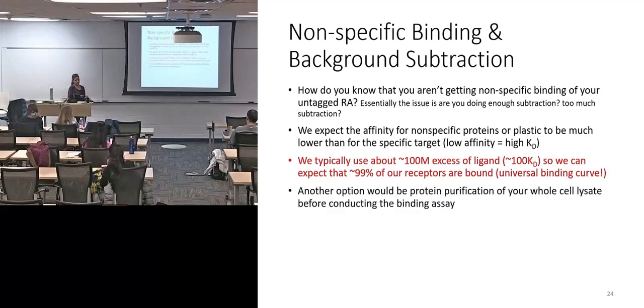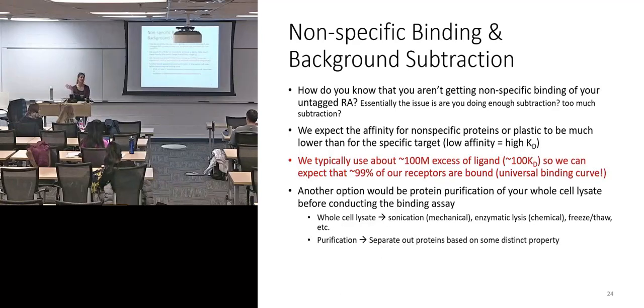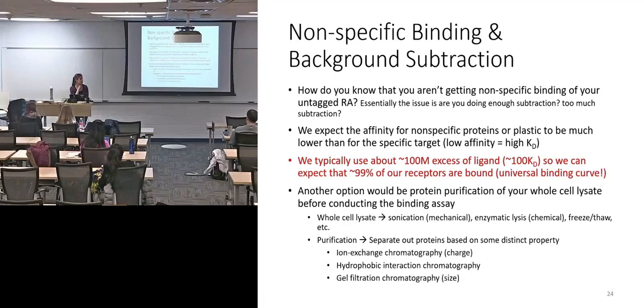Another option would be protein purification of your whole lysate before you conduct your binding assay, right? So you have your whole cell lysate, you can sonicate it or triturate it. You can use some sort of enzymatic lysis. You could freeze and thaw your cells a whole bunch of times till they bust open and again, get your proteins out. And then you can purify them. You'll separate the proteins based on some sort of property of the RA protein that you're interested in. So it could be based on charge, it could be based on hydrophobic interactions, it could be based on size, use some sort of filtration or chromatography technique, whatever it might be. Okay.